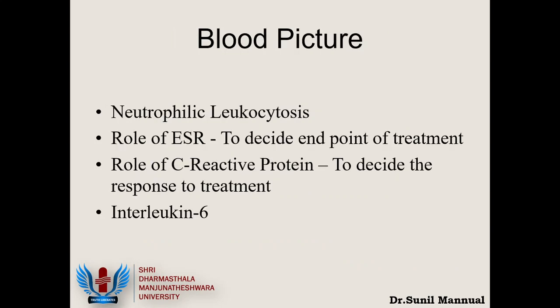Now coming to the blood picture. Basically, just like in any other condition with an acute presentation of a bacterial infection, we have neutrophilic leukocytosis. The blood picture will show a high count of WBCs with an increased percentage of neutrophils. So what is the role of ESR and what is the role of C-reactive protein in the management of acute osteomyelitis?